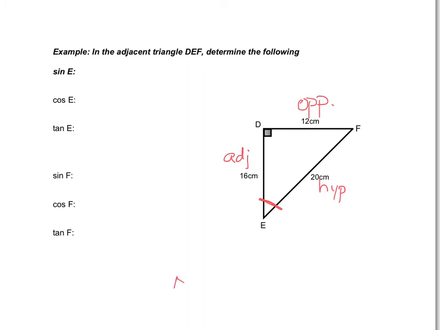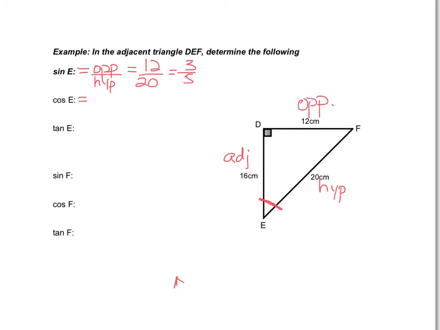So sine of angle E, sine of E is opposite over hypotenuse. So my opposite is 12, and my hypotenuse is 20. And that I can reduce to 3 over 5, because we always have to have our fractions in lowest terms.